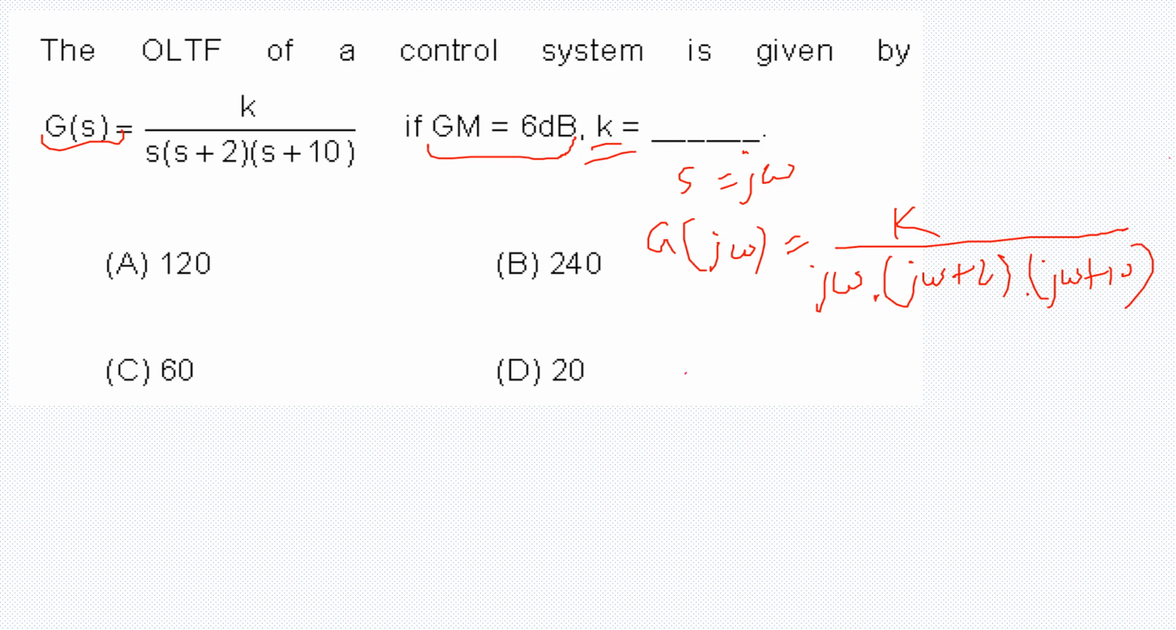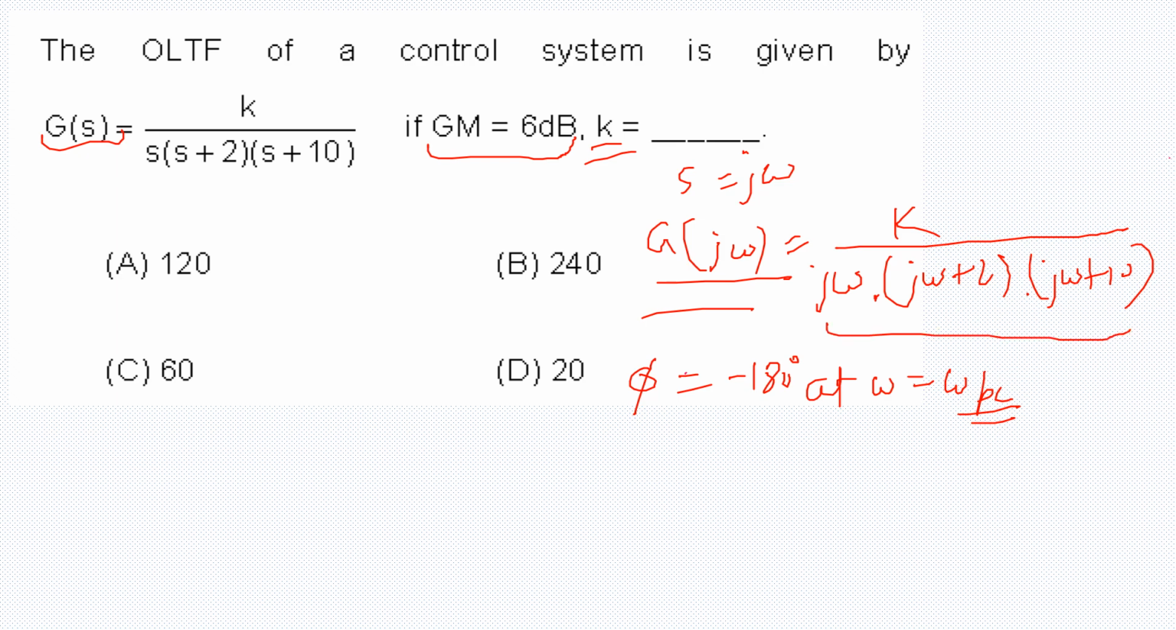Now what we are going to do is, we know that we will find the gain margin at omega equals omega pc. So the phase of this function will be minus 180 degrees at omega equals omega pc, the phase crossover frequency, and then for that frequency we will find our gain margin. So first let us find the phase of the system.